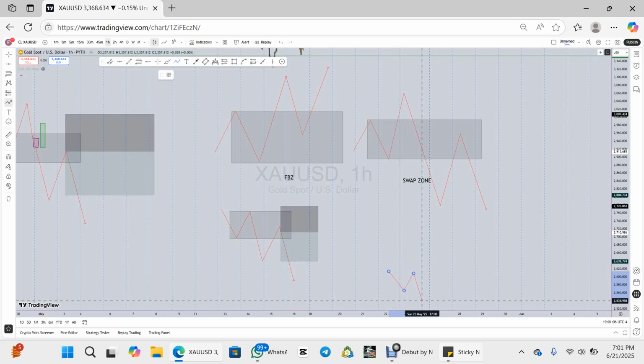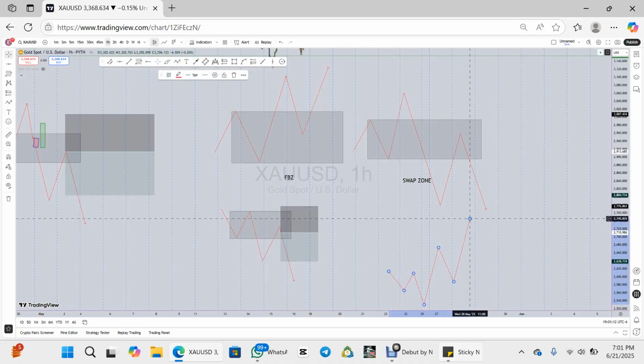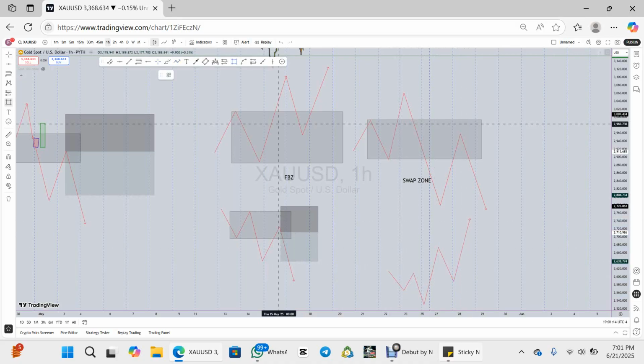This price breaks, instead of retesting, it breaks above, then the retest gives us an entry. So that's the swap zone.